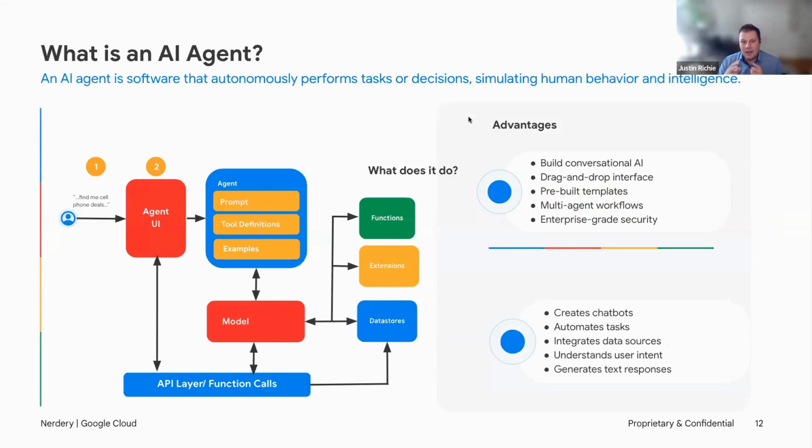So, thinking about a high level architecture, it's really an agent UI. That could be anything from Flutter, React, Streamlit, or any custom modules. And it's really breaking this down from prompt, defining the tools, examples. The LLM is something that is referenced by the agent and used to power the responses, but they are independent systems. And then thinking about it from a data store, from functions, extensions, as well as the data stores themselves. And then what's powering that is that API layer. We'll talk about that in a little bit, but really the function call aspect. But it can accomplish anything from chatbots, building conversational AIs, drag and drop interfaces. It's really allowing you to customize that front end.